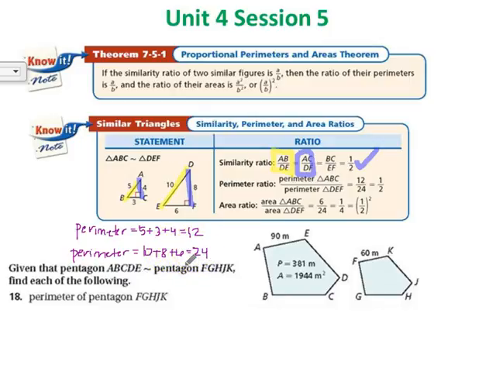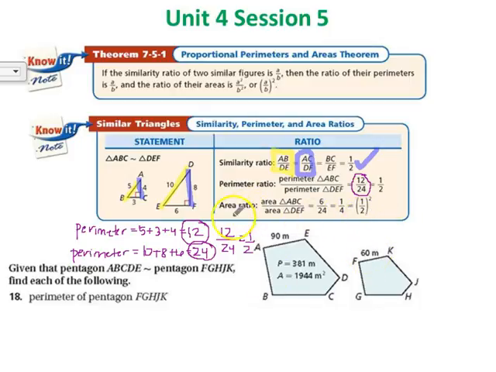So to compare the perimeter ratio, all you do is take the perimeter from your one triangle and put it over the perimeter of the other triangle. That's done right here, 12 over 24, which reduces to 1/2. So the perimeter ratio would be 1/2 when we are comparing those two triangles. And then to compare the areas, it's going to be a little bit different.